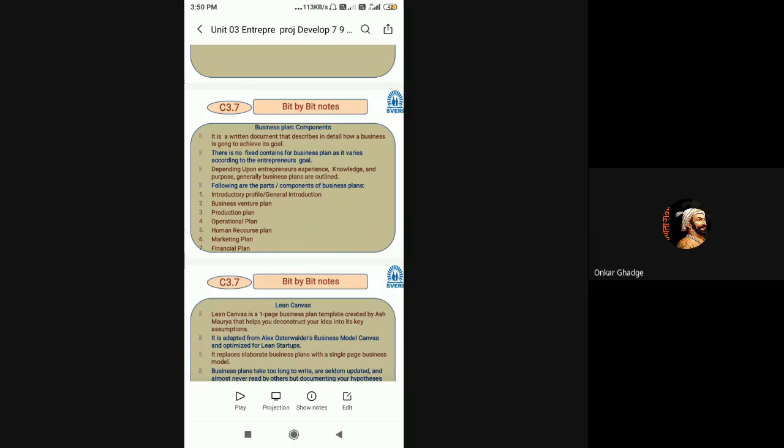So operator for that particular shift, if you want to utilize all the machinery, then 10 operators must be there for 10 machineries. Otherwise, why have you purchased a 10th one if you have nine operators? So in this way, that detail must be included in that particular HR plan.